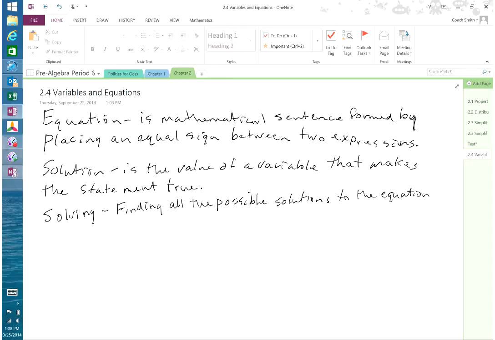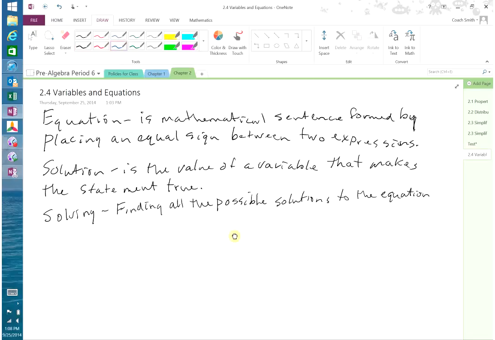Now, some of the ones we're going to talk about, you might have to simplify first. Please understand that simplifying and solving are not necessarily the same thing. Simplifying is taking an expression down to its lowest terms. Solving is finding a value for a variable. Let me give you two examples.